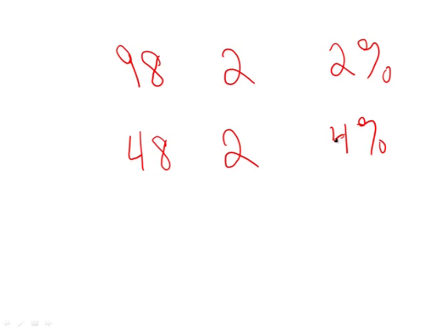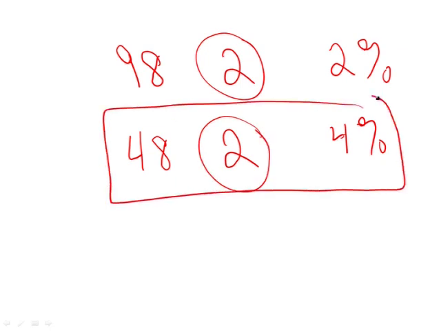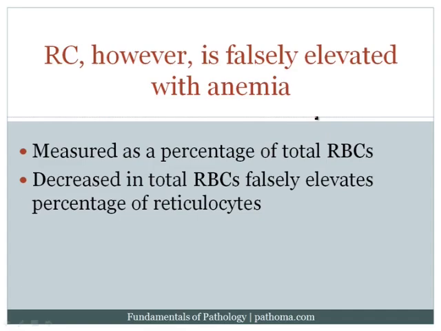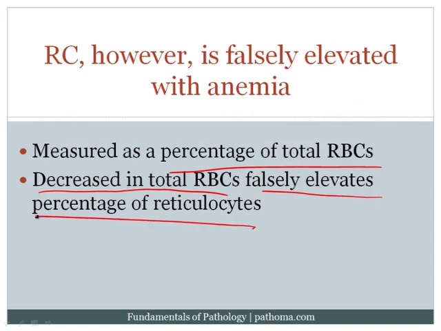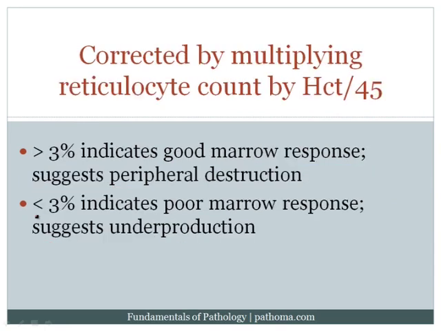However, has the bone marrow made any extra red blood cells in this circumstance? The answer is no. It's still making those same 2 reticulocytes. And so you can see that in a patient with anemia, the reticulocyte count is falsely elevated. And that's what I was trying to say here in your text, that a decrease in total red blood cells falsely elevates the percentage of reticulocytes. Therefore, in order to adjust for the anemia, we need to correct the reticulocyte count. And how do we correct the reticulocyte count? By multiplying it by the hematocrit divided by 45. That then would correct the reticulocyte count.